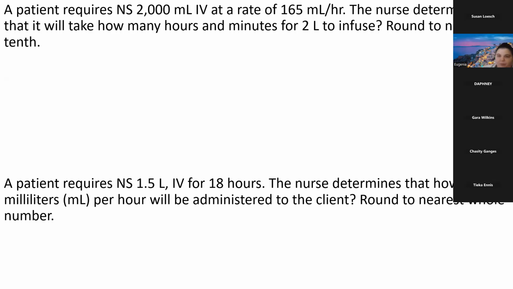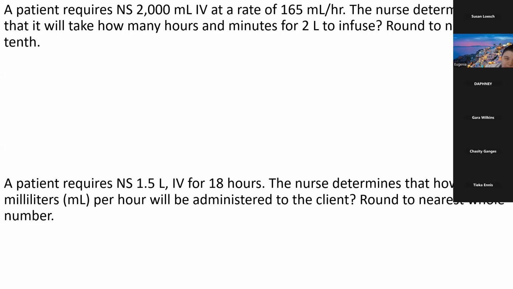In order to figure out how long it's going to take, we're going to take our total volume of 2,000 and divide it by the rate per hour, which is 165. And that gave us a total time of 12.12. Now you have to figure out how many hours and minutes that 12.12 represents.